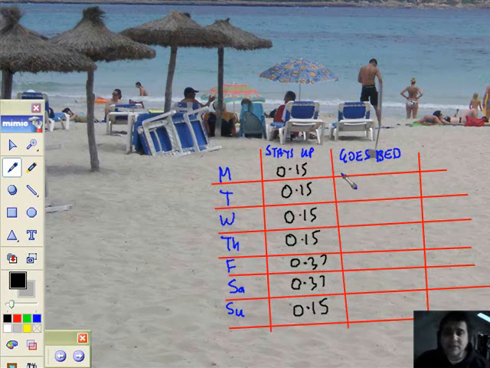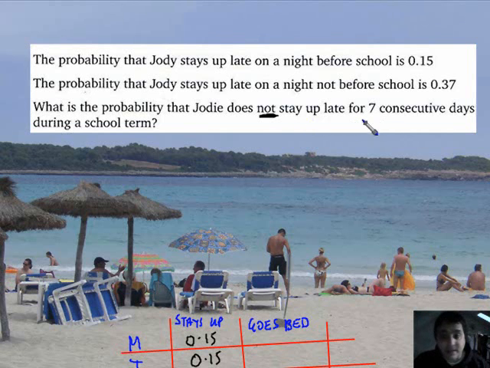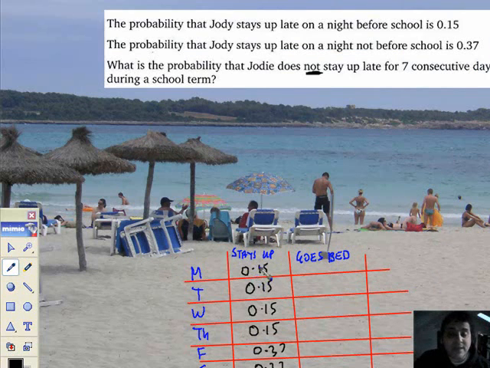What is the probability that Jodie does not stay up late for 7 consecutive days during the school term? Well, if she's staying up late on a Monday as 0.15, then probability of her going to bed is 0.85. Remember, all these probabilities must add up to 1 because they're independent events. Likewise, Tuesday, 0.85, that adds up to 1, doesn't it? 0.85, that adds up to 1. 0.85 again, that's up to 1.